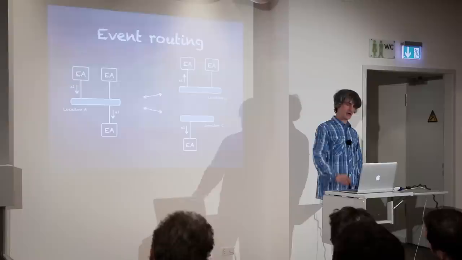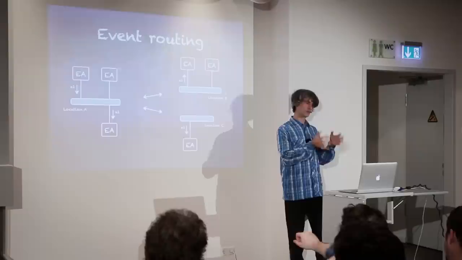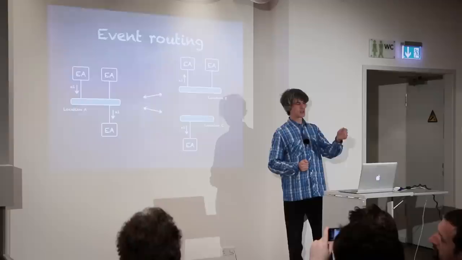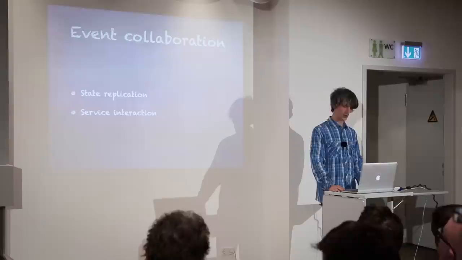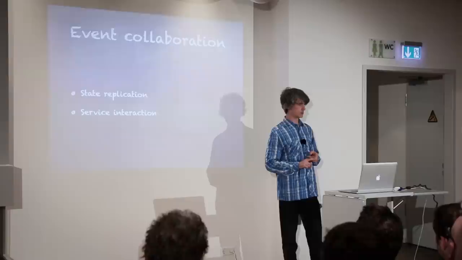And event routing does not only work in the context of a single local event log, a single location, but works across locations. An event emitted by an event sourced actor at location A is replicated to location B and can be consumed by an event sourced actor there. This is the basis for something we call event collaboration in Eventuate. We have already seen a special case of event collaboration, which is state replication. In state replication, you have different event sourced actors of the same type that exchange each other's events for replicating state. That's just a special case of service interaction. Service interaction could mean you have event sourced actors of different types that exchange events to achieve a common goal.